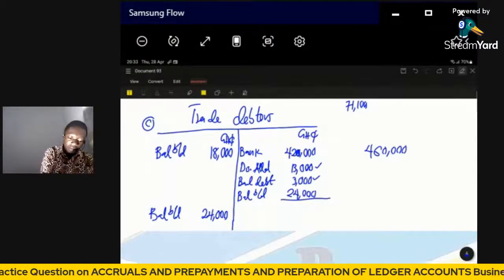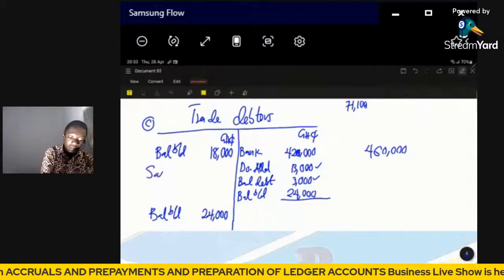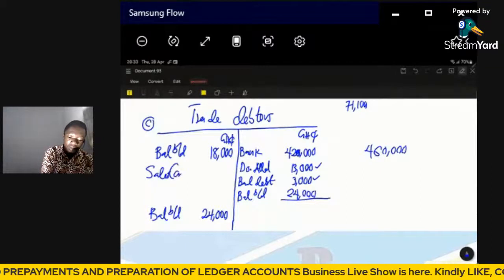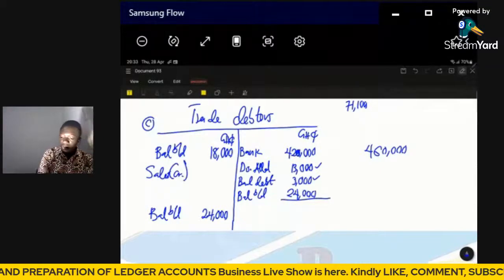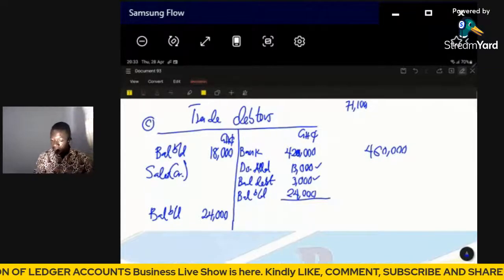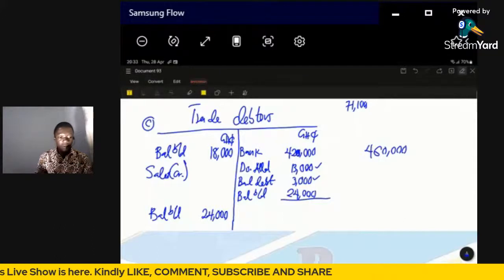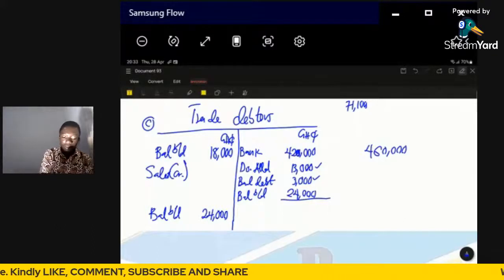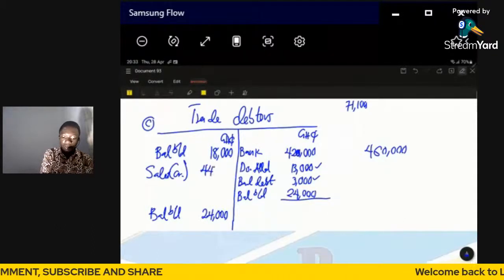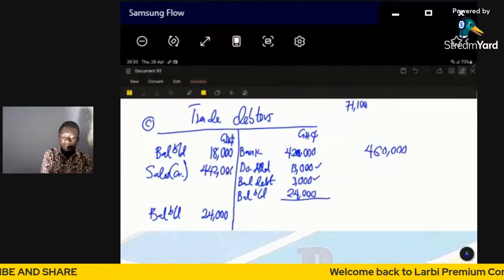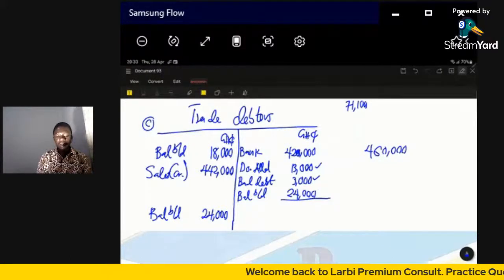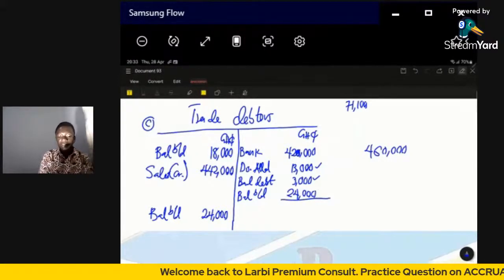So here you're going to have your sales, but then what? Credit sales. So let's do the calculation: 460 minus 18 gives 442. So it's going to be 442,000. That's going to be on the debit side as well.